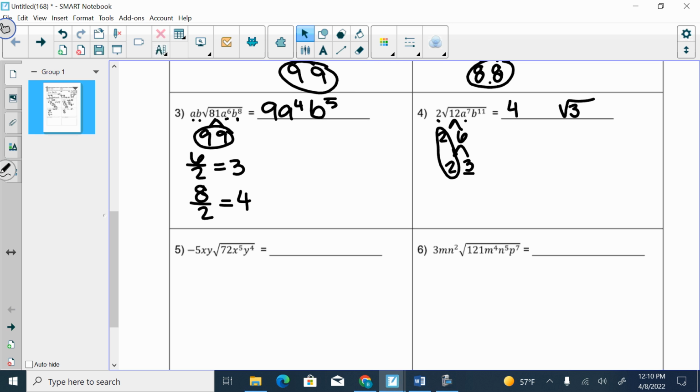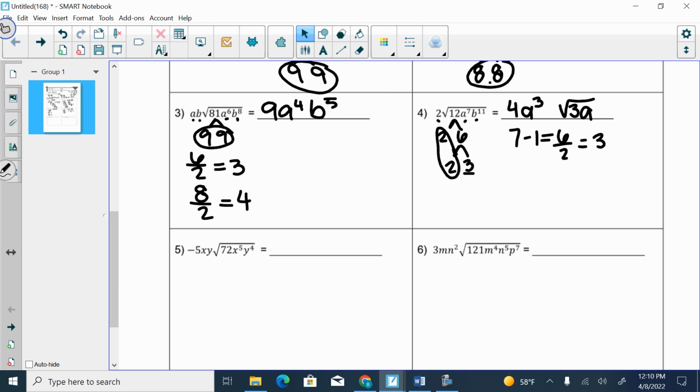All right, so my variable a has an exponent of 7. Is 7 even or odd? Odd. So what do I do before I divide by 2? Subtract 1. There we go. And what are we going to get here? 3. So I get to take out a to the 3rd, but because it was odd, what are we going to have? Very good. So I have to leave 1 a underneath there.